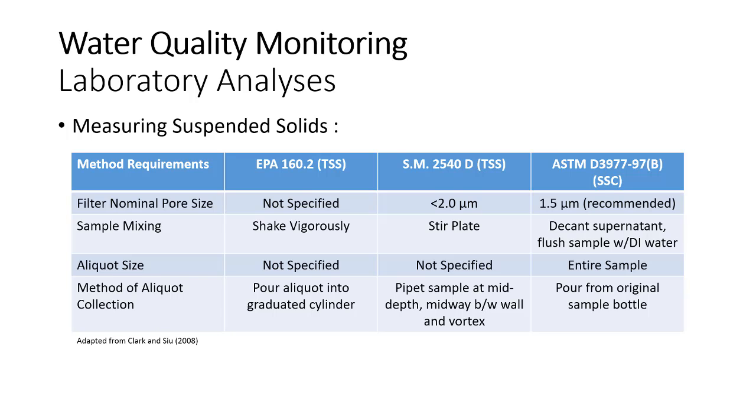Okay? So this is kind of interesting, right? The filter pore size in the EPA method, it doesn't even say what filter size you use. So if you use the EPA method, you have to report that. And the standard method is the same thing. It has to be less than 2 microns, but it can be anything smaller than that, right? You just have to report it.